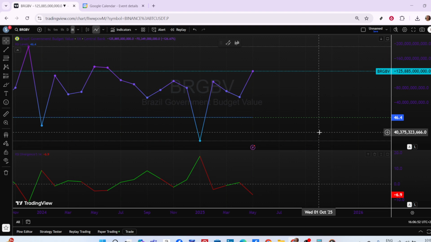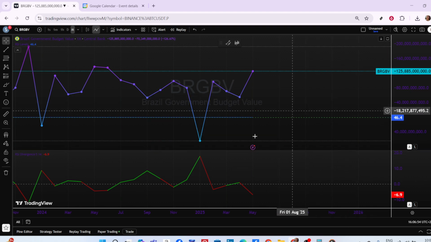Don't forget to practice using this feature consistently to refine your trading insights and strategies.